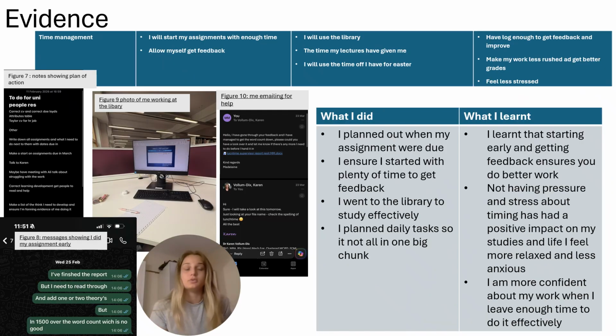Time management has always been a struggle for me, so I wanted to improve this. To help, I spaced out all my assignments, meaning I left plenty of time to get feedback. I went to the library to do my studies, and I learnt that not leaving things to the last minute creates a less stressful experience, and I felt so much more confident in the work that I was actually handing in.